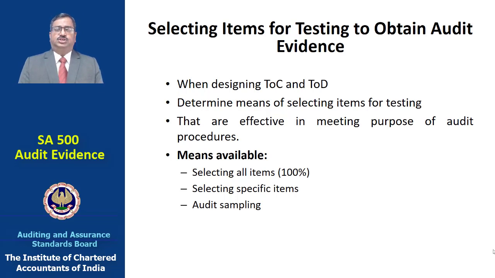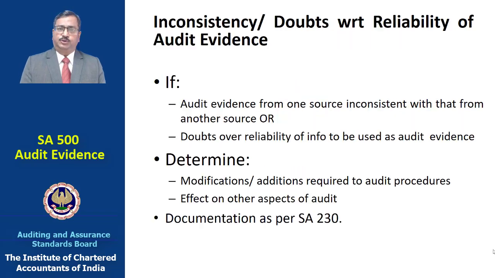Wherever the transactions are of a repetitive nature and more in quantity, the auditor may select samples and accordingly carry out the audit. And wherever there are specific items, the auditor has to concentrate on these specific items and select the samples from the specific items. So that is how, while selecting the items, the auditor has to apply his professional judgment and see that they are effective in meeting the purpose of the audit procedure.